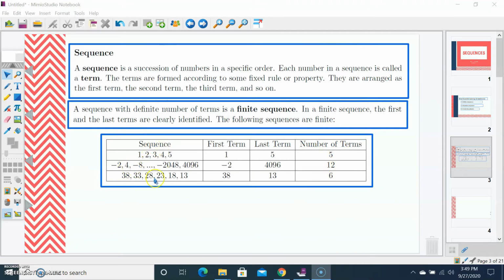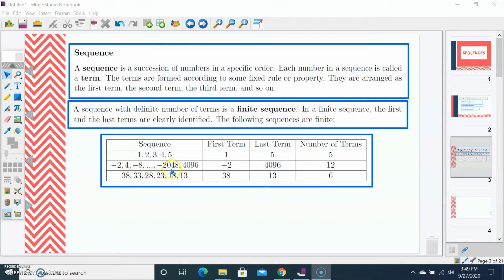Okay? And then on the last sequence that we have: 38, 33, 28, 23, 18, and then 13. So this one is different from the other two. The first one, as you can see, the terms here are all positive. On the second sequence, the terms here are alternating. We have alternating signs: negative, positive, negative.